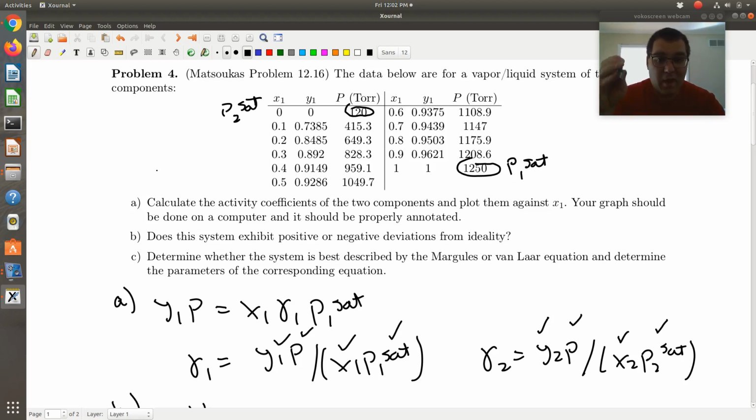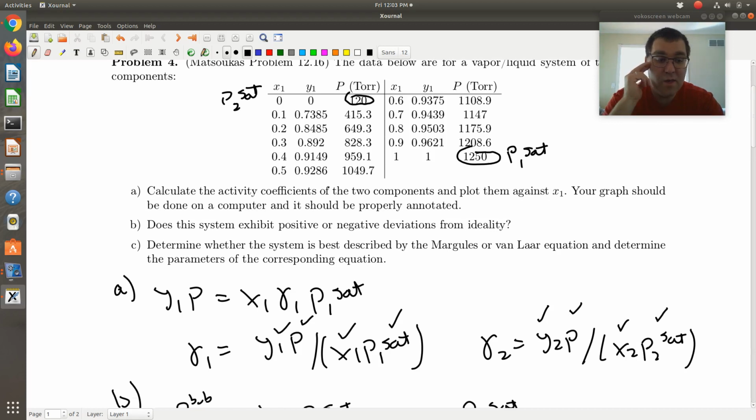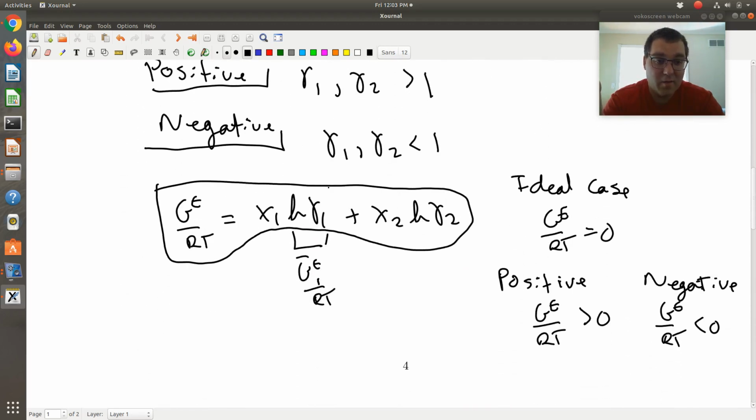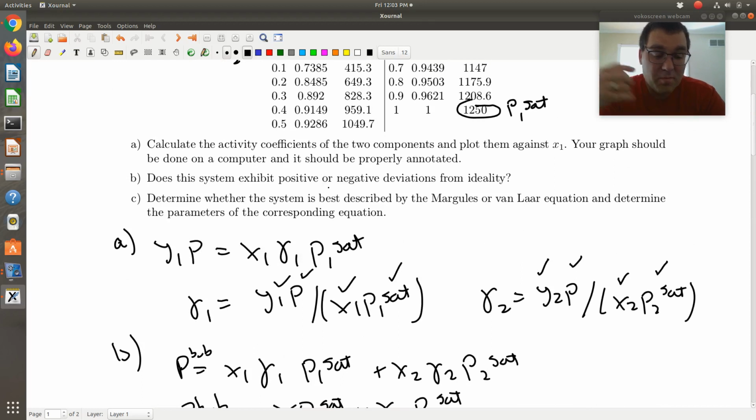What I'd actually do is, rather than just plot gamma 1 and gamma 2, I'd plot log gamma 1 and log gamma 2 as a function of composition, and I would add to that plot GE over RT. And what I'm looking for is, is GE over RT positive or is GE over RT negative? If GE over RT is positive, then I have positive deviations from ideality. If it's negative, I have negative deviations from ideality, right? So I plot GE over RT versus composition, and I just look to see if it's positive or negative. Okay, cool.